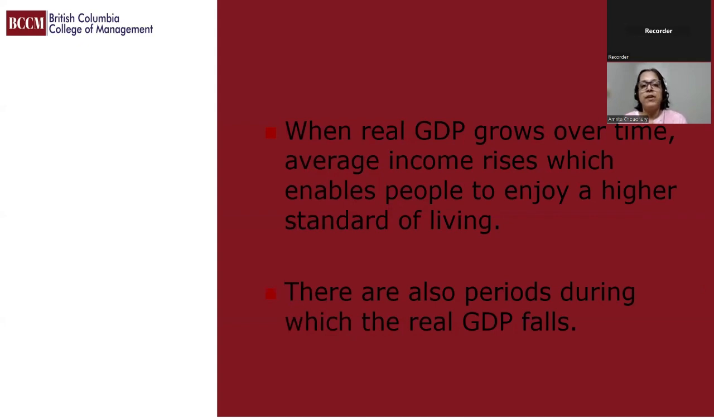So when real GDP grows over time, we can say that people's income level is rising, or the average income level of the country is rising. So now people are able to consume more, they are able to buy more goods and commodities than they were able to before. So we can say that during this period when real GDP is rising, the aggregate demand in the economy is also rising.